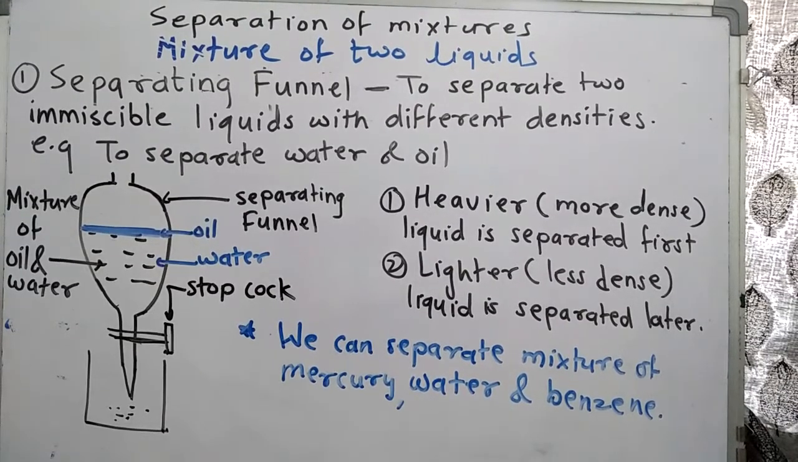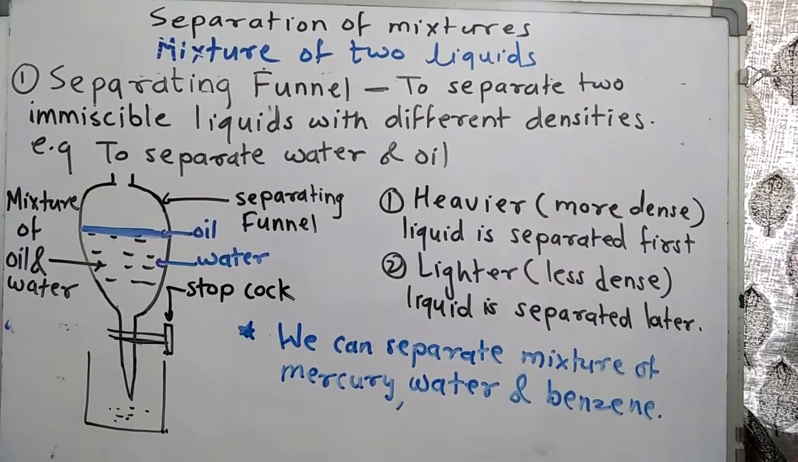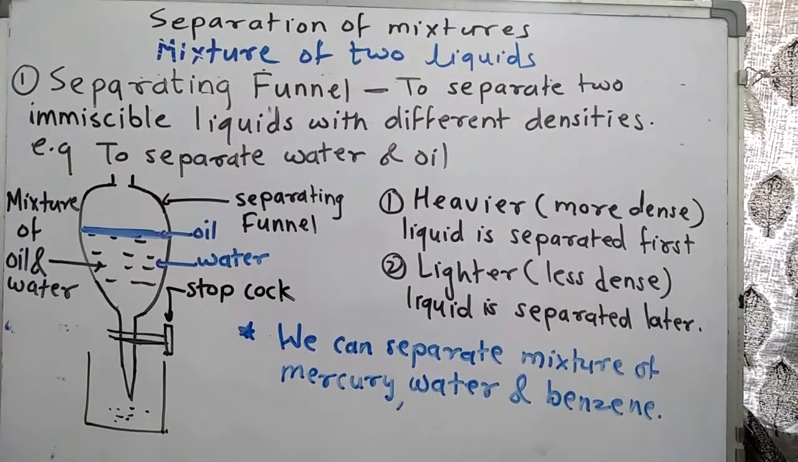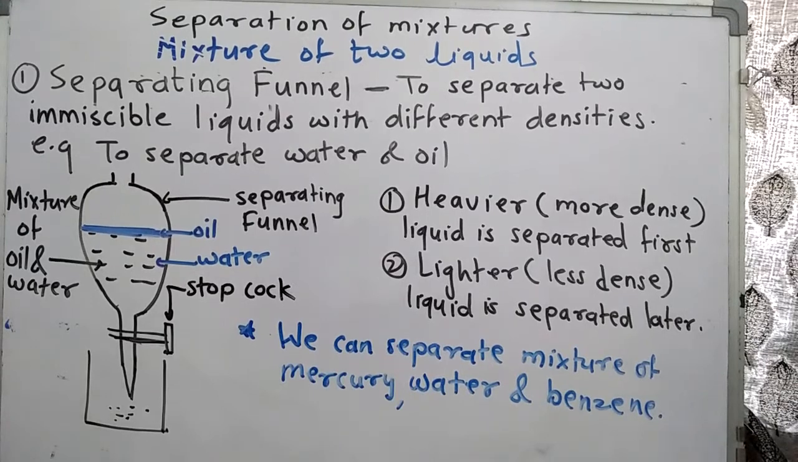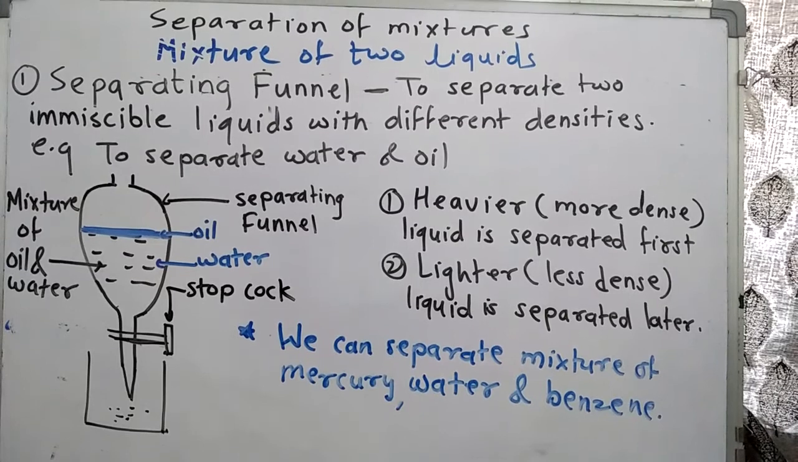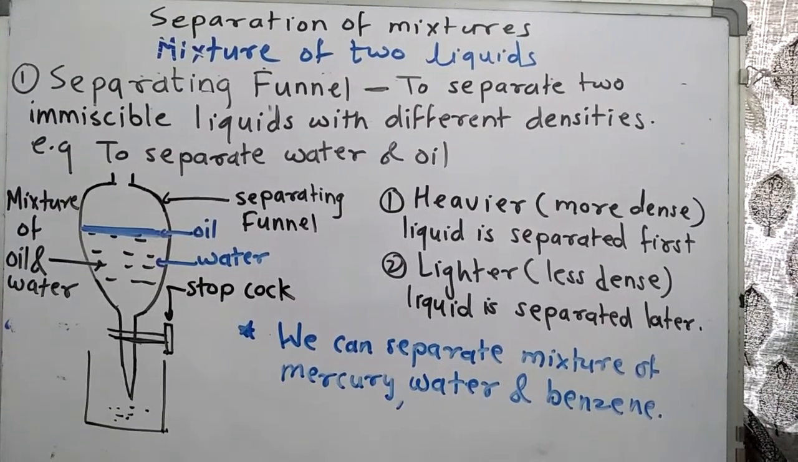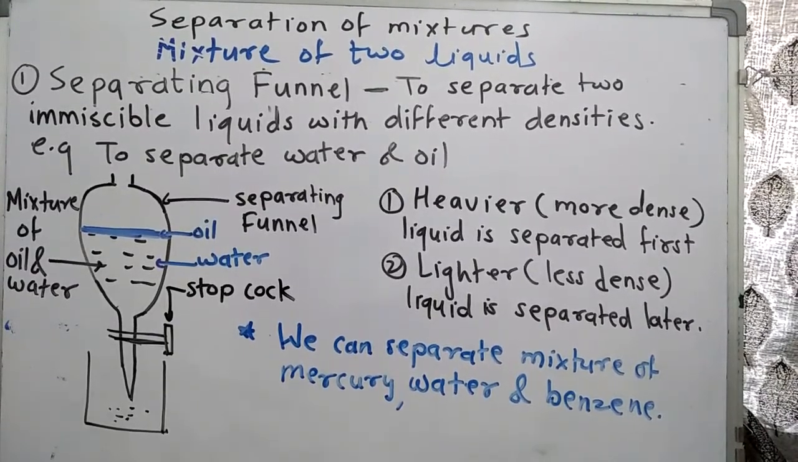Similarly, we can separate the mixture of mercury, water and benzene. If you are given a mixture of mercury, water and benzene, in this mixture, mercury is the heaviest, then water and then benzene. So benzene is lighter, mercury is heavier. So mercury is more dense, water has medium density among these three, and benzene has very little density. So if we want to separate this mixture, we will first get mercury, then we will get the water, and then we will get the benzene.